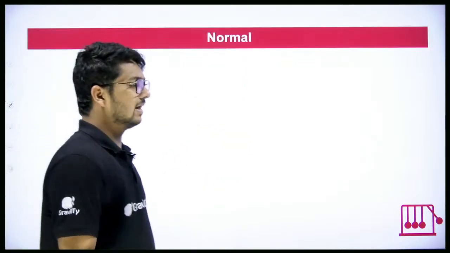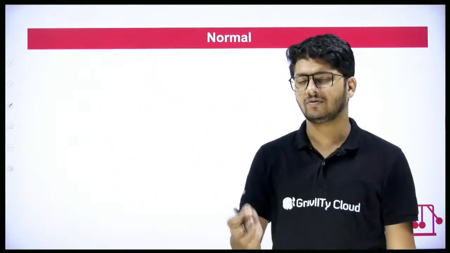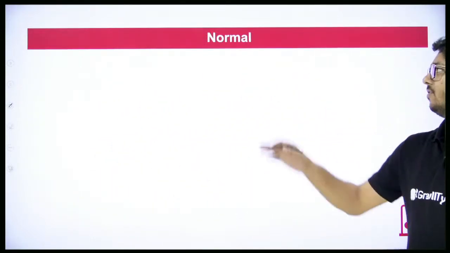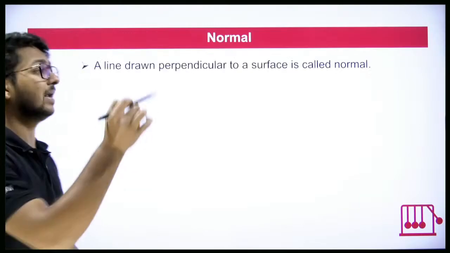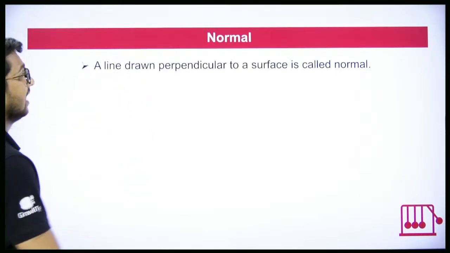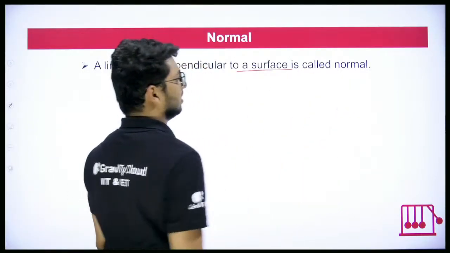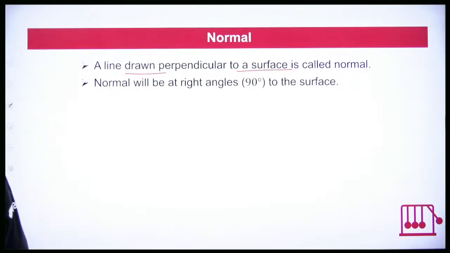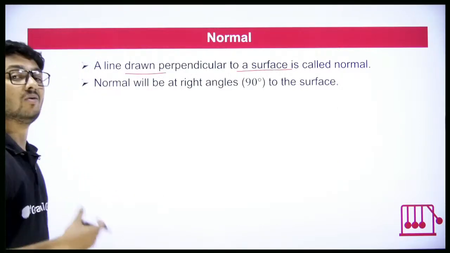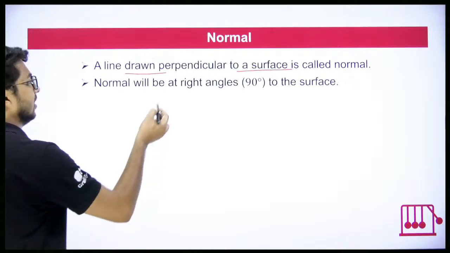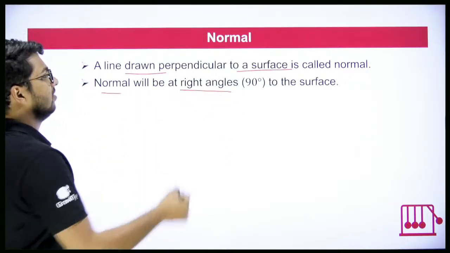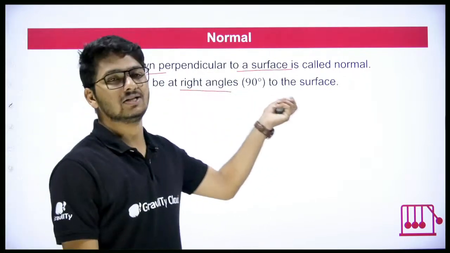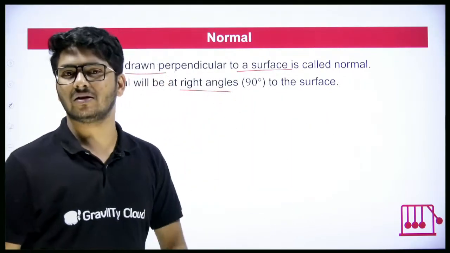Okay, good. But before that, we have to understand a few topics, a few concepts. First of all, there is something called normal. What is normal? Normal is just a line, but which line? A perpendicular line. A line drawn perpendicular to a surface is called normal. When I say perpendicular, what will the angle be? 90 degrees. So 90 degrees is nothing but right angles. So normal will be at right angles to the surface, or at 90 degrees to the surface.